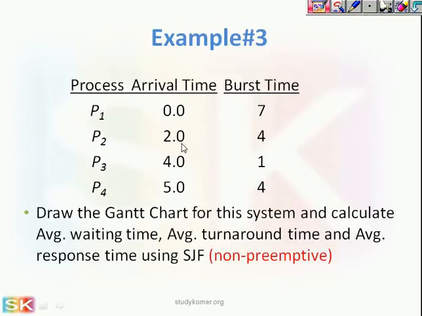So at time 2, P1's remaining burst time is 7 minus 2, because 2 seconds it already completed. So the remaining time duration of P1 is 5 seconds, and that is greater than P2's burst time. So P2 is having the highest priority because of the less burst time of P2, but P1 will not be able to be preempted by P2.